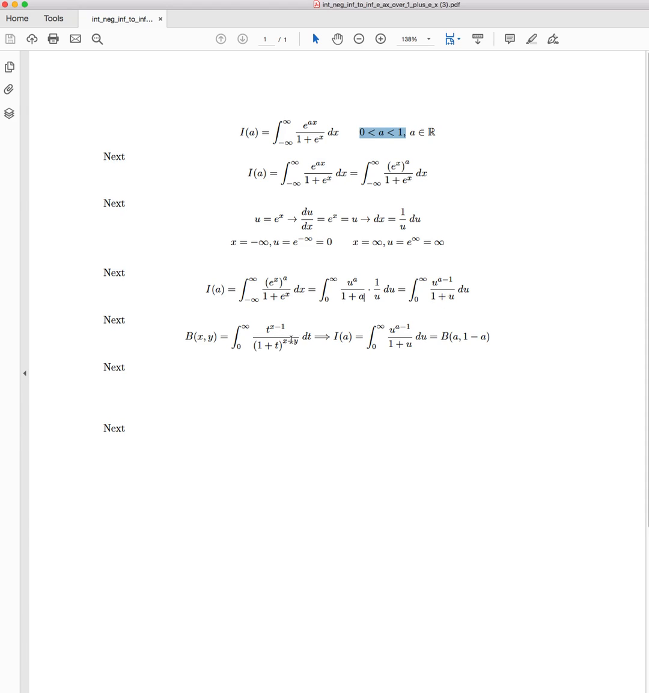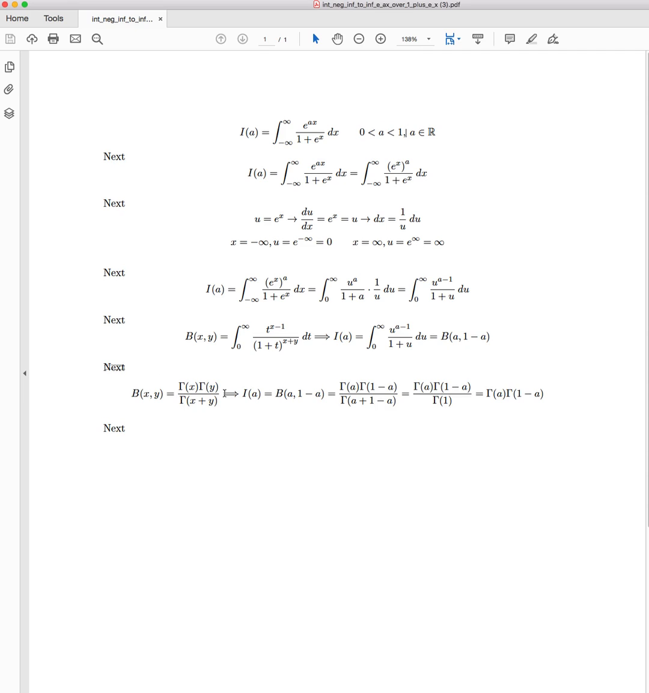So we need our x plus y to equal 1. We have x is equal to a, so we need a plus y to equal 1. Rearranging that, that just means that y is equal to 1 minus a. And so therefore, I of a, our integral from 0 to infinity of u to the power of a minus 1 over 1 plus u du is equal to the beta function evaluated at x is equal to a and y is equal to 1 minus a.